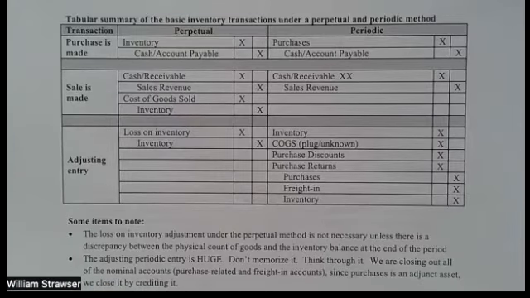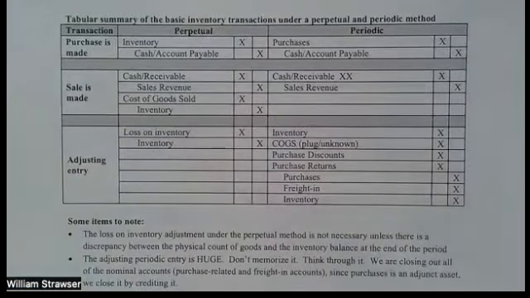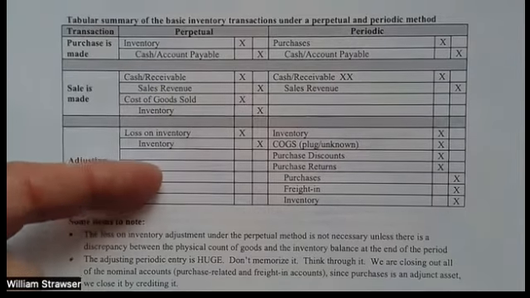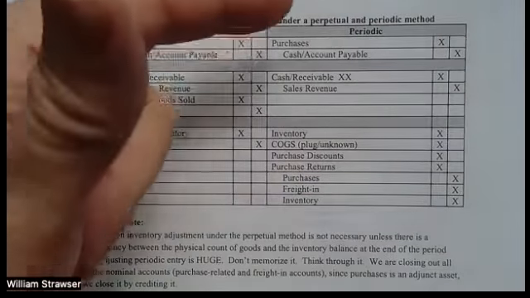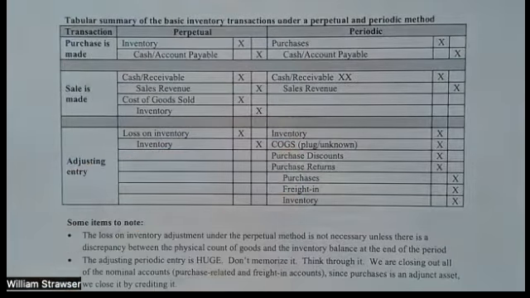So just a sort of journal entry, tabular summary, a bit of a simplification over everything we just covered. Here's an inventory system under the perpetual system. Here's an inventory system as it would be recorded under the periodic system.